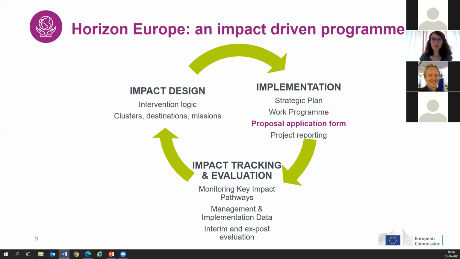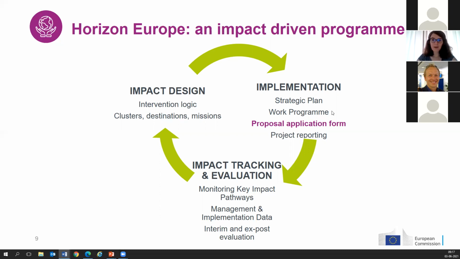At the level of the reporting, if your proposal is funded, there will also be some requirements linked to impact. And later on, as this is more on the Commission side, there will be an important effort for tracking the impact and evaluating the effects of the program as a whole. But this is not the topic of today. Today, we will really focus on the proposal application form and on the evaluation of proposals.